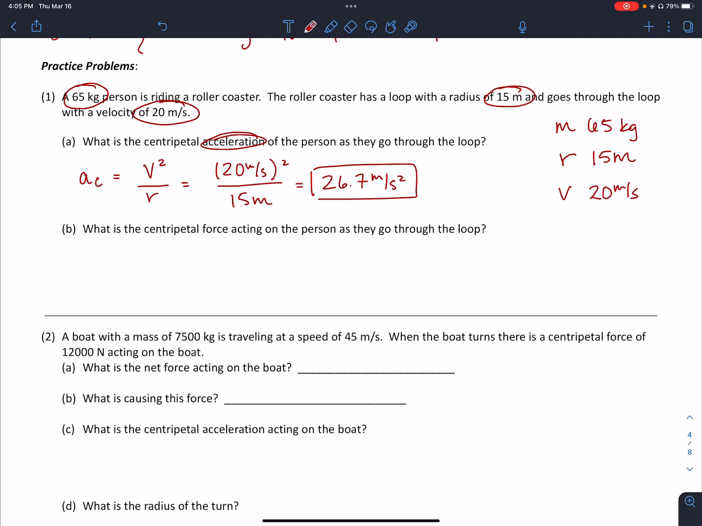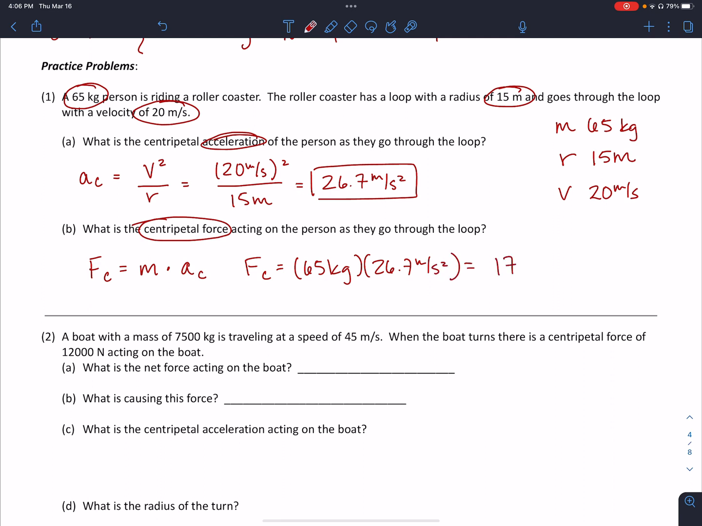Well, the next question is, what is the centripetal force that's acting on this person as they go through the loop? We know that centripetal force is equal to mass times that centripetal acceleration, and now we have both of those numbers as well. So that centripetal force is going to be equal to 65 kilograms times 26.7 meters per second squared. If we multiply those together, we're going to find that a force of 1,733 newtons is acting on this person as they move through the loop.